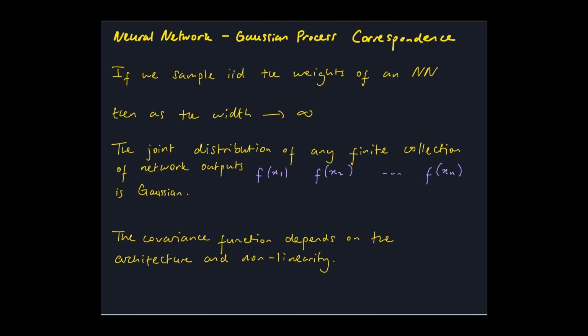And one way to extract that information is to take the architecture to be really, really wide, and you extract this kernel function or covariance function. So this is a function of the form sigma of x, x prime. And maybe sigma depends on things like the depth of the network, what the nonlinearity is, and so on.